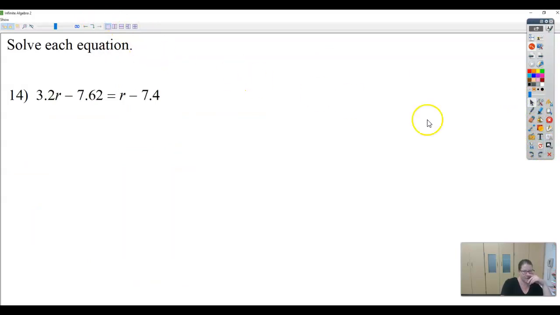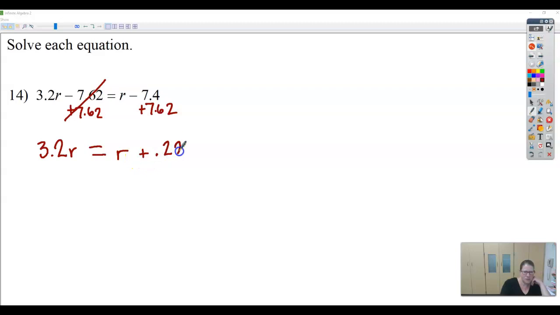Okay, so on number 14, again, we are going to look at each side separately first to see if we can combine anything. But we have some terms with R's and some without, and unfortunately there's none that we can do that with. I'm going to go ahead and add 7.62 to both sides of the equation on that one. Again, you could start with moving R's. It doesn't really matter. You'll get the same answer in the end as long as you're careful with your operations. That's going to go to 0, so I have 3.2R left on the left-hand side, equal to R, and then negative 7.4 plus 7.62, that would give me a plus 0.22.